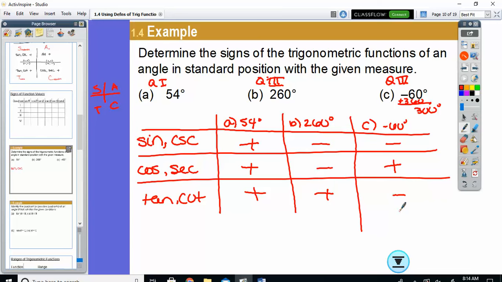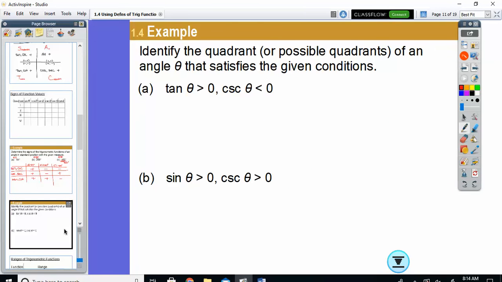Next question. I'm going to give us some information and I'm going to decide which quadrant we are in from that information. Okay, so the first one. I'm going to tell you tangent theta is greater than 0, cosecant theta is less than 0. Let me give you a second to write. When I say tangent theta is greater than 0, what does that mean?